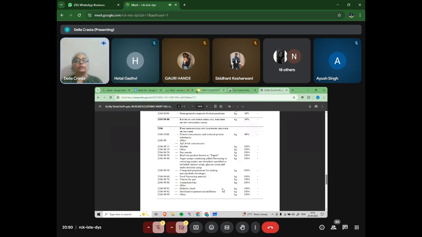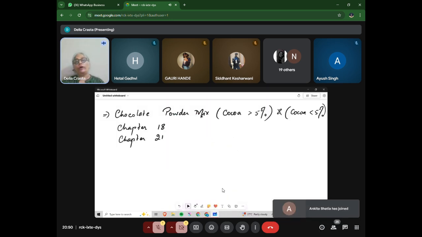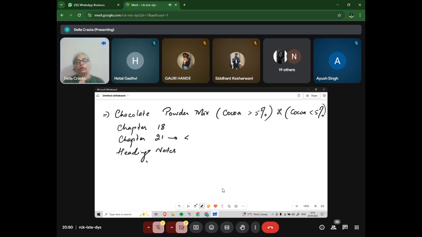Okay, anyways, now over here in this case, where is my whiteboard? So chocolate powder mix, cocoa greater than 5% and cocoa less than 5%. By virtue of heading notes, here it will go when it is less than 5% and here it will go when it is greater than 5%. So which rule are we applying over here when we are referring to the notes and when we are classifying? Which GRI are we talking about here?